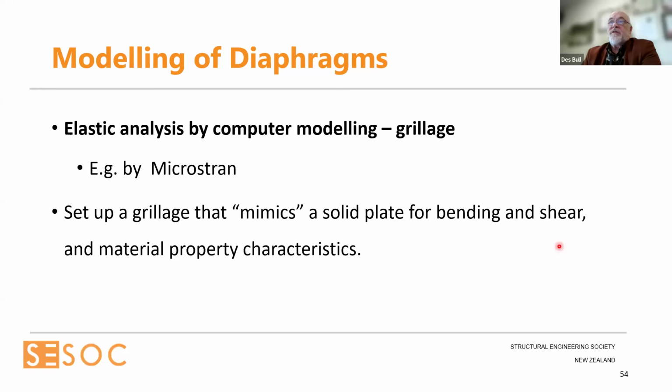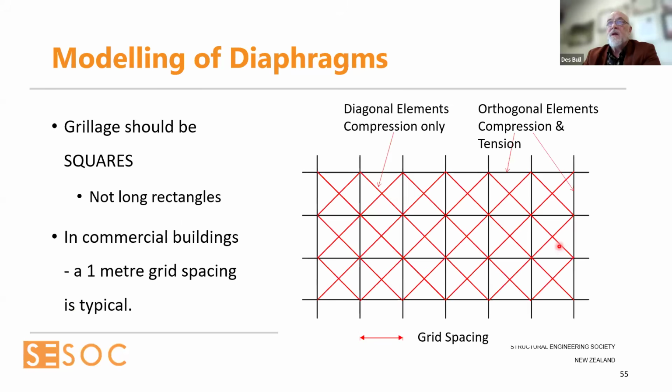We do elastic analysis of the grillages using software such as MicroStrand, and the idea is the grillage is meant to mimic a solid plate for bending and shear and the material properties. Here's some of the things we need to be concerned about when we do grillage. The grillage is supposed to be squares, not long rectangles or, heaven forbid, truncated triangles. In a commercial building, a grillage should be around about 1 meter. That gives you about the right sensitivity, 1 meter squares.